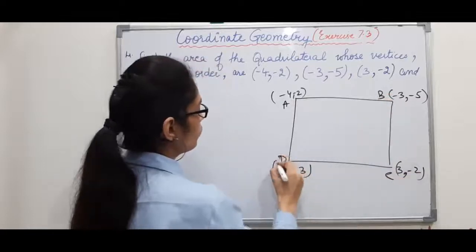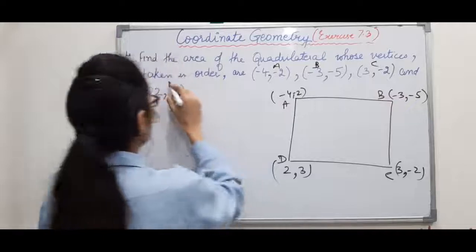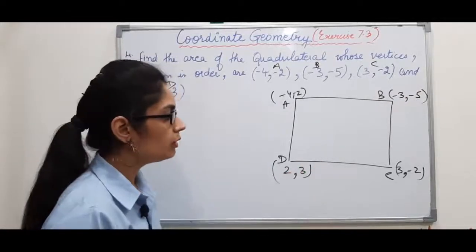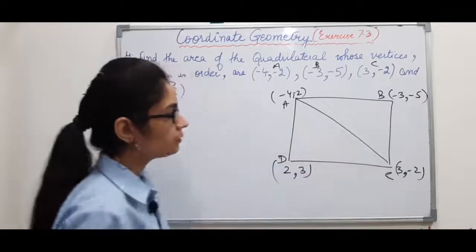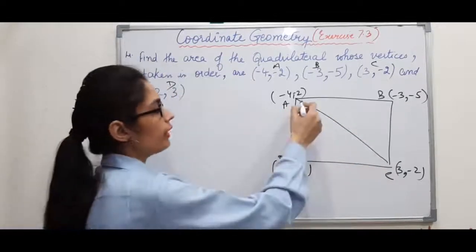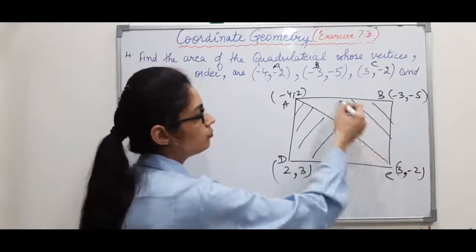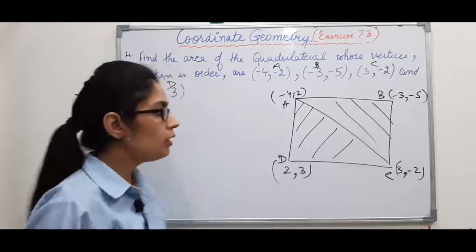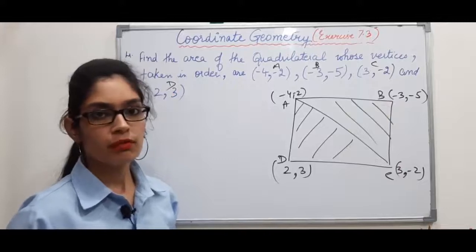It means if the points are A, B, C, D, you have to take them in order. So here you can write A, B, C, D. Now you have to find the area of this quadrilateral. How will we do it? Just join one of the diagonals. Now you can see two triangles, this one and the other one. We already know the formula for the area of a triangle.